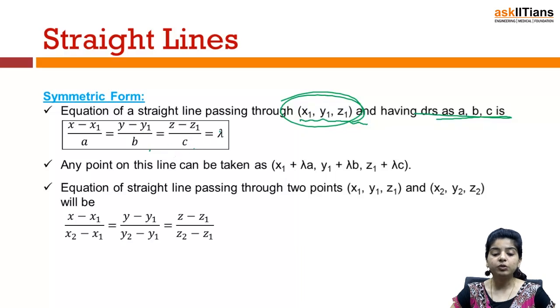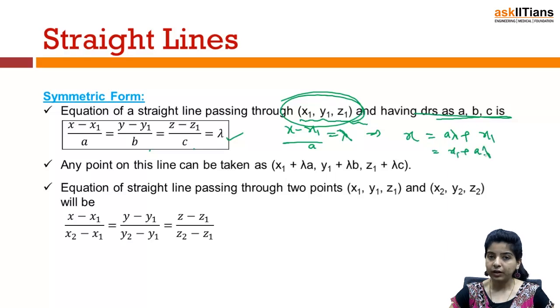And if I assume this to be equal to lambda, then I can get the coordinates of any point lying on this line. See, I have (x minus x1)/a = lambda, so I get x as a lambda plus x1, that is x1 plus a lambda. So we have x1 plus a lambda, y1 plus b lambda, z1 plus c lambda. So any point lying on this line would be of this form.